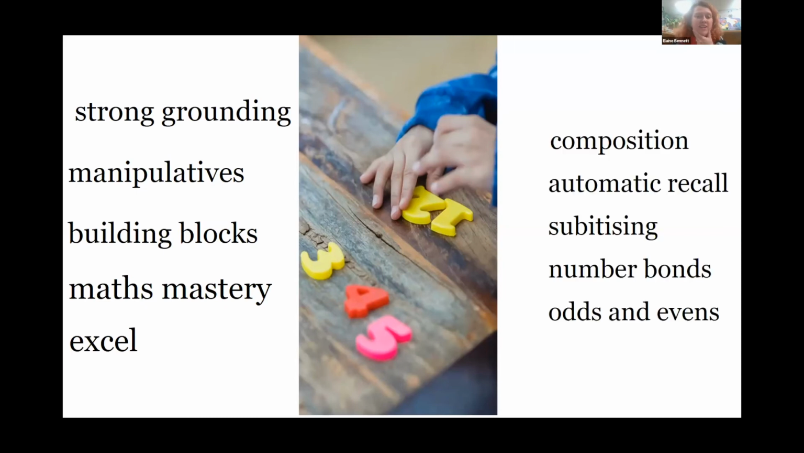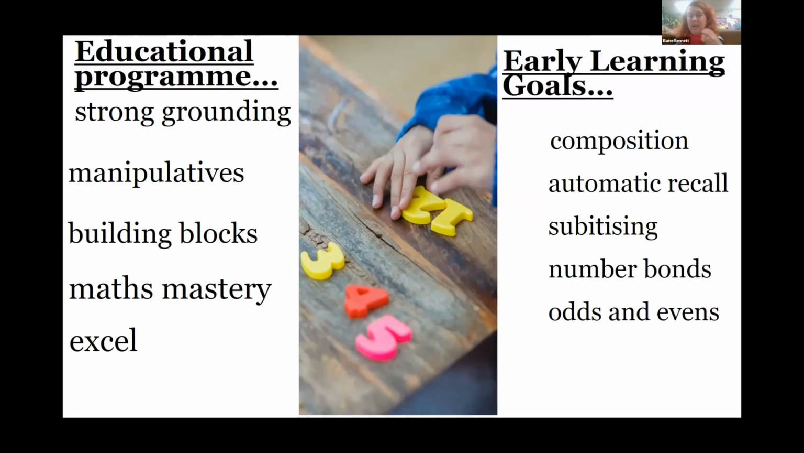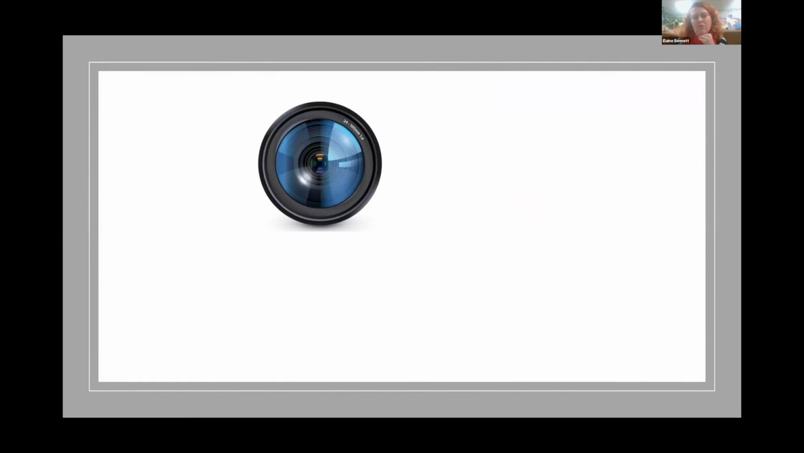And likewise, in the early learning goal, we have to know what composition is. What's the evidence? What's the research? What is it that matters for children? Subitising is so important, but we have to know about subitising. We have to know how we can make number bonds appropriate for small children. Odds and evens, all of this kind of language that's coming out: how can we view that through an early years lens?